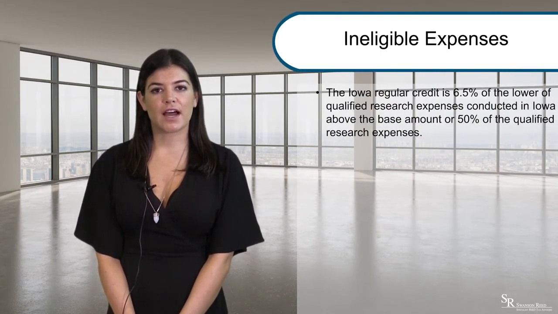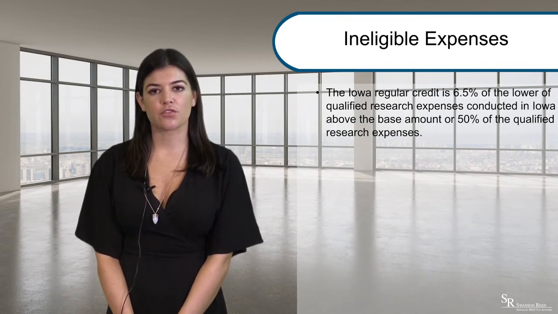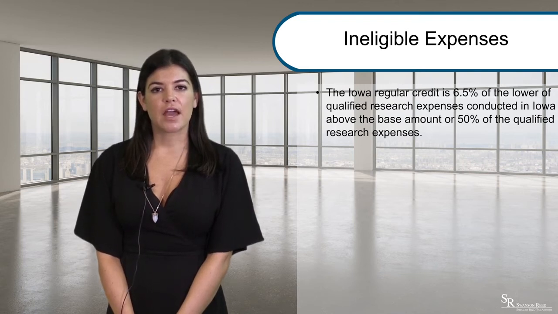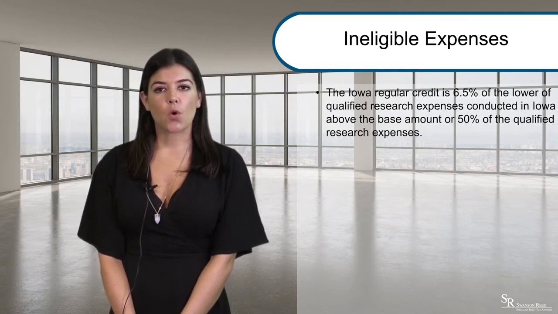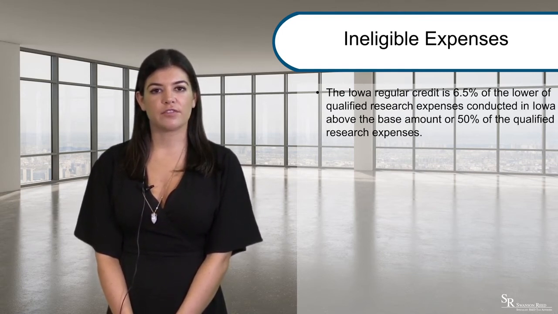Here are some ways that the Iowa Research Credit differs from the federal research credit. The Iowa regular credit is 6.5% of the lower of qualified research expenses conducted in Iowa above the base amount, or 50% of the qualified research expenses.